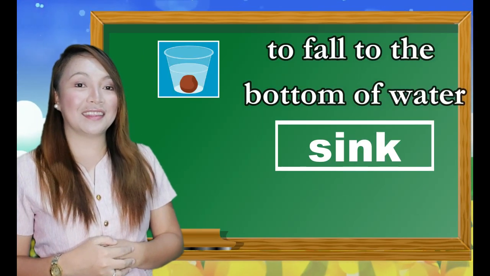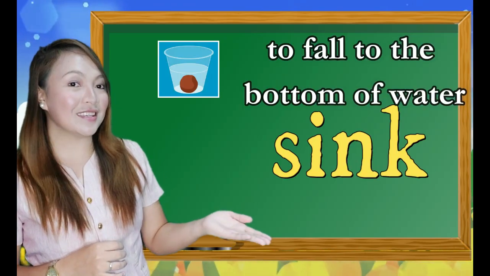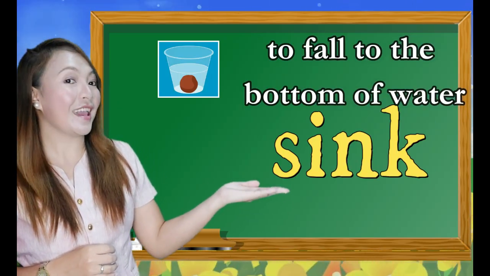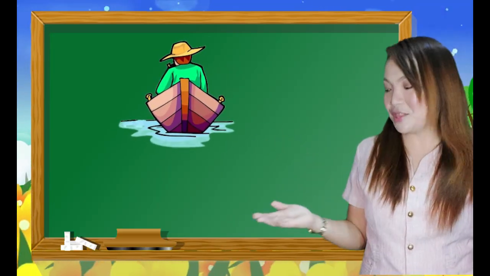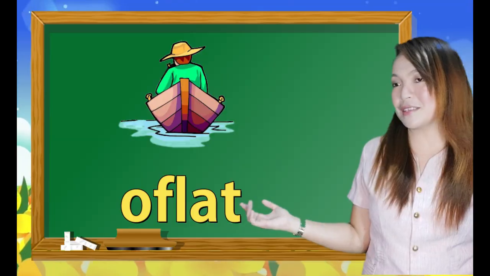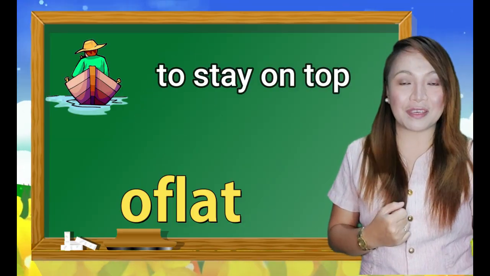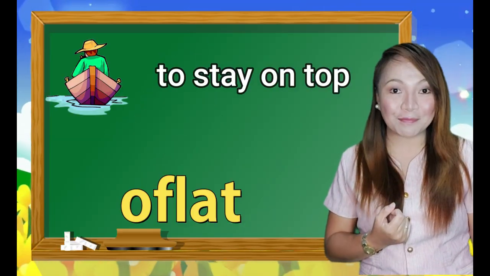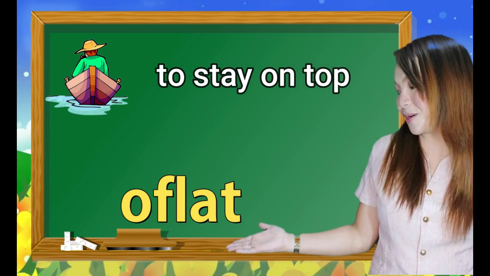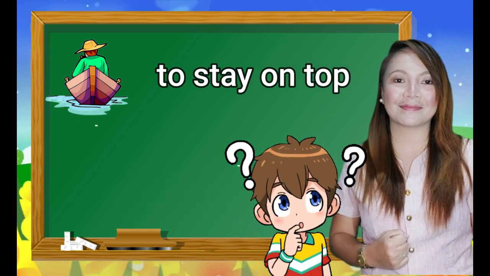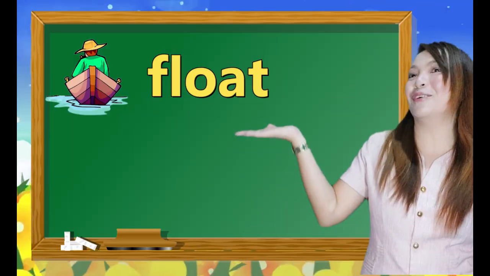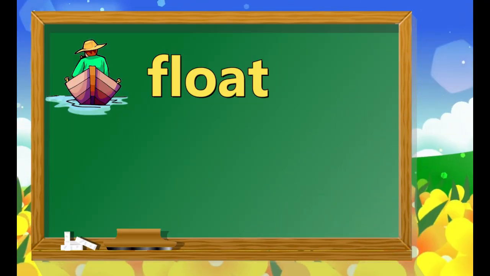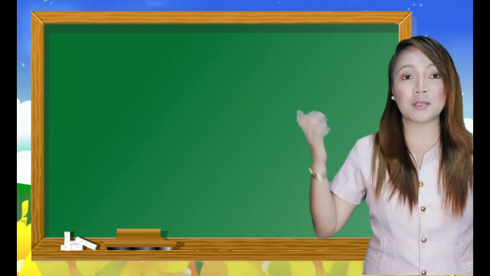What could be this word? Yes, you're right. This word is S-I-N-K. Sink. Great job. How about this picture? And these are the jumbled letters. The meaning of this is to stay on top. What could be this word? Yes, you're right. It is float. Very good, kids.